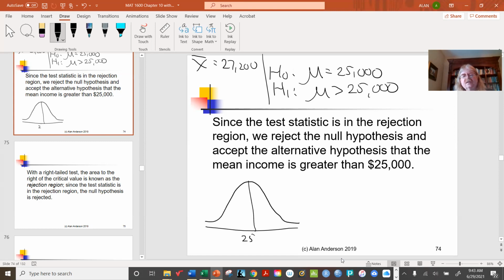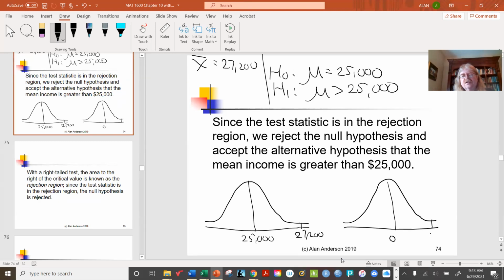So if you drew this distribution with the original data, you'd have your 25,000 here and 27,200 is way up here somewhere. If you convert this to the standard normal form, you have 0 and 2.62. But since the critical value is here, you're definitely in that rejection region, and therefore you reject the null.